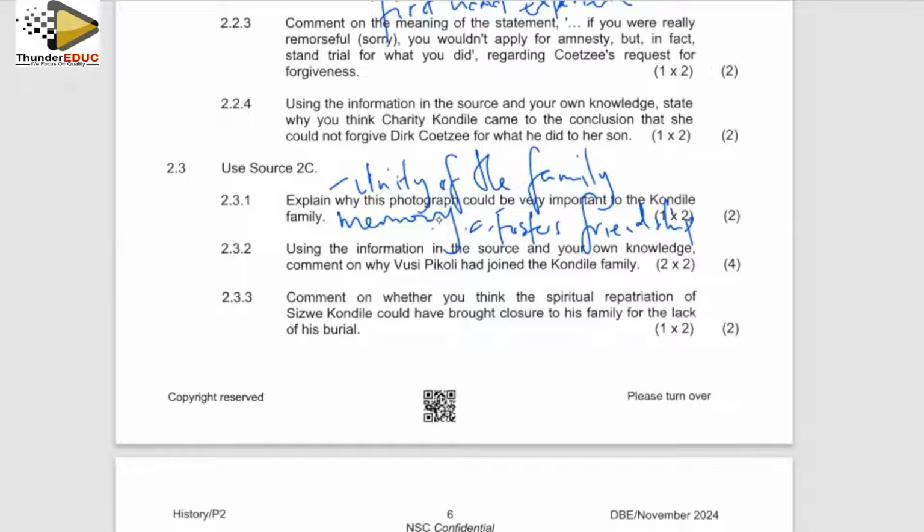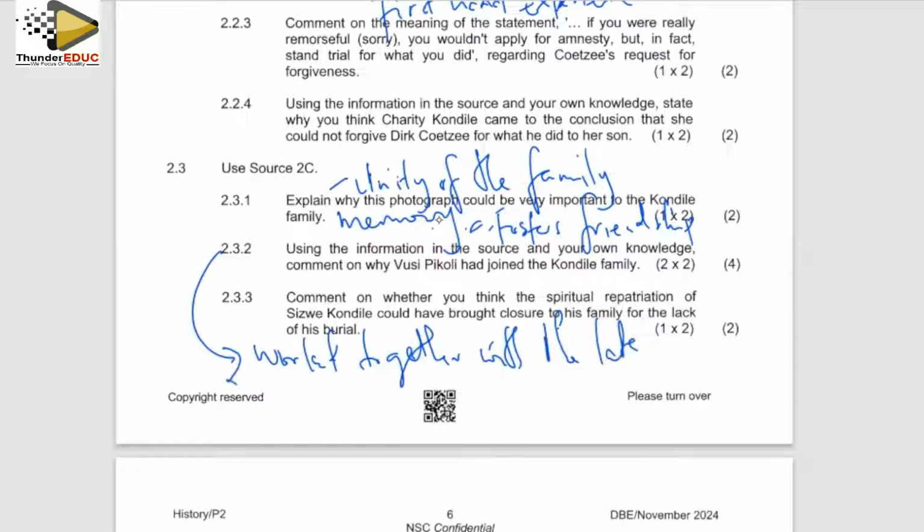Then move on to the next question. Using the information in the source and your own knowledge, comment on why Vusi Piccoli joined the Kondile family. I think I have highlighted some of the importance there. We have heard of Vusi Piccoli earlier on in the first source. Why did he join? The reason is clear why he was there. He once worked together with the late. And also, you can justify his presence there.